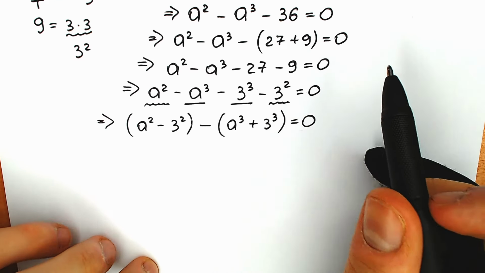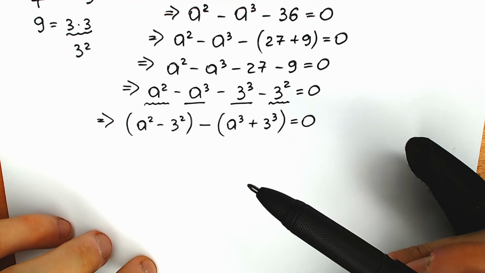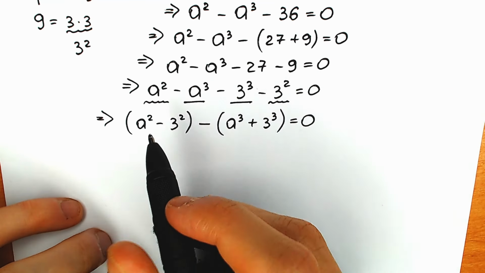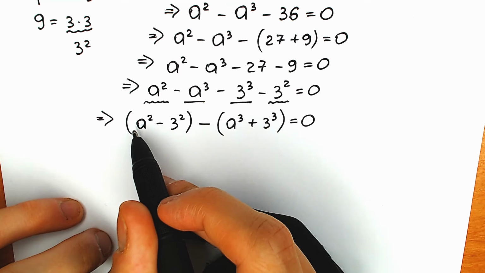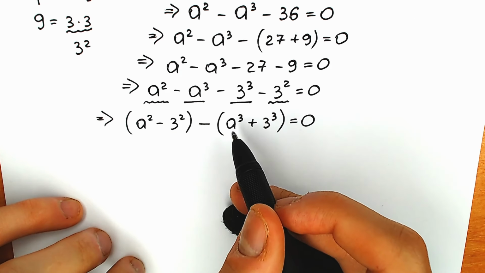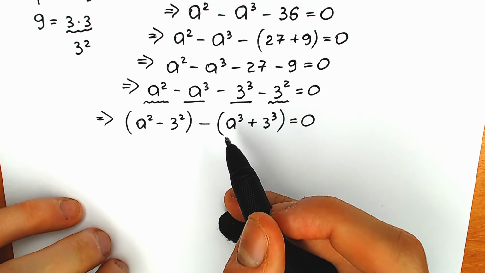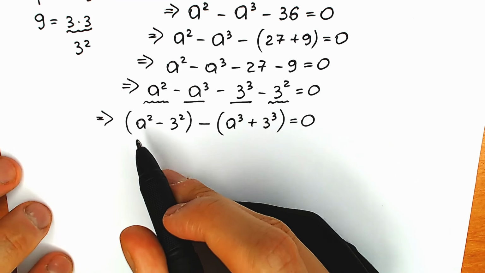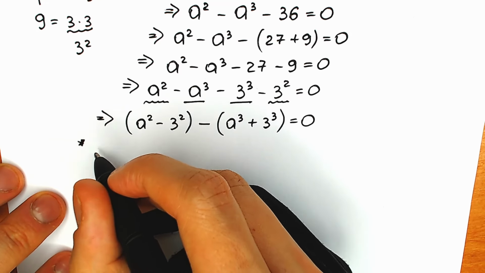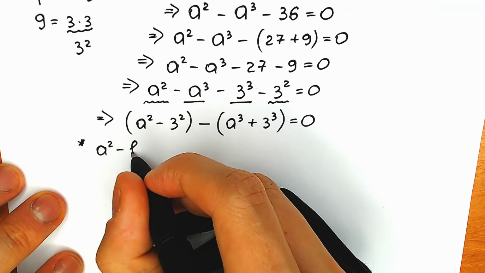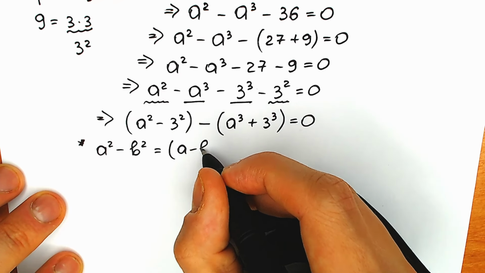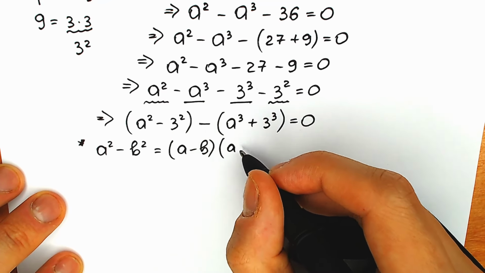I really hope you understand this solution until this moment, because right now we're going to solve this from a different angle. Let's look closely at this expression: right here we have a difference of squares, and right here we have a sum of 2 cubes. We should remember these formulas from school. Difference of squares is a very basic formula, maybe the most popular formula nowadays: a square minus b square is equal to a minus b times a plus b.